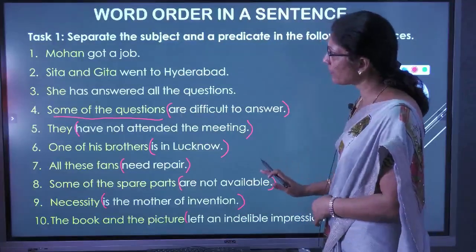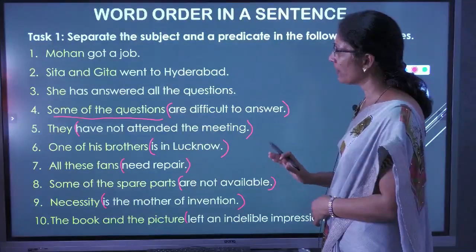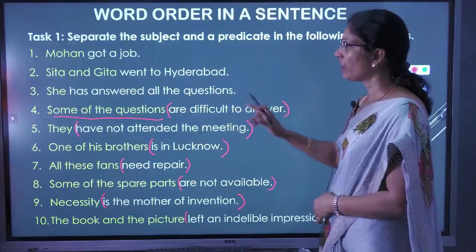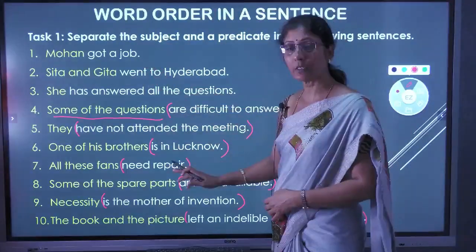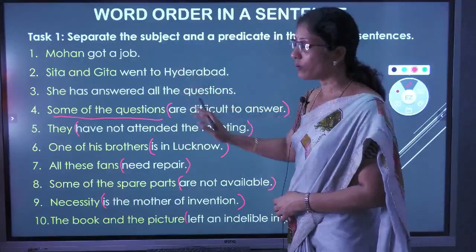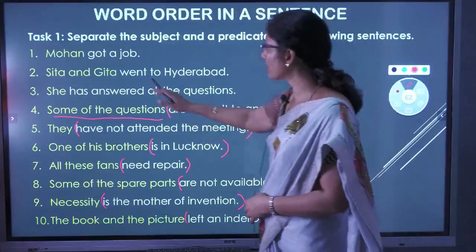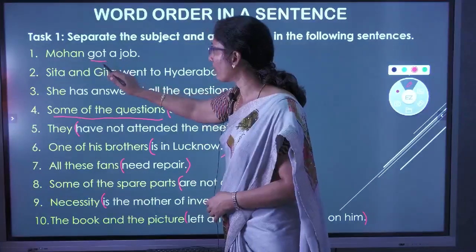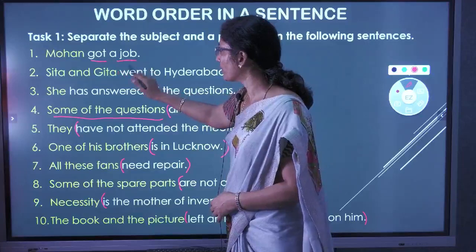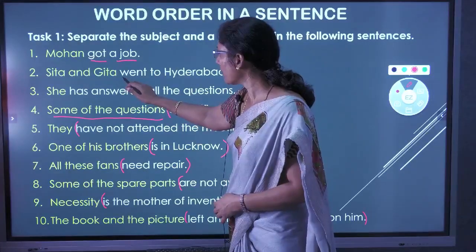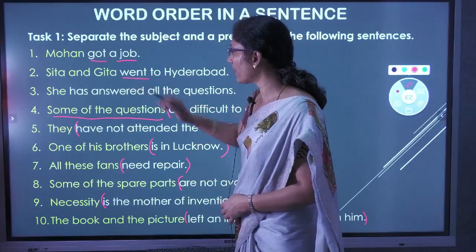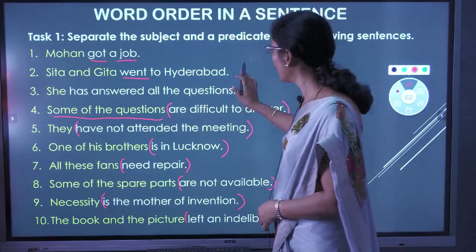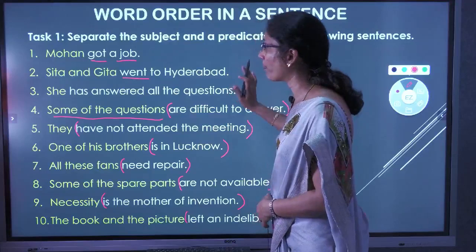If you observe these 10 sentences, there are two inevitable elements. Subject is inevitable and the verb is inevitable. If you see this one, here Mohan got a job. Got is a verb, and this is an object. Here see that Sita and Geeta went to Hyderabad. Here went is a verb and to Hyderabad is not an object. It tells about a place.